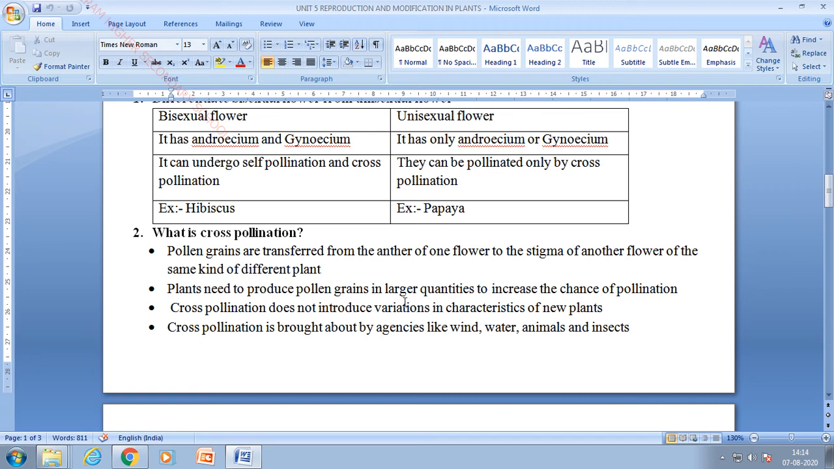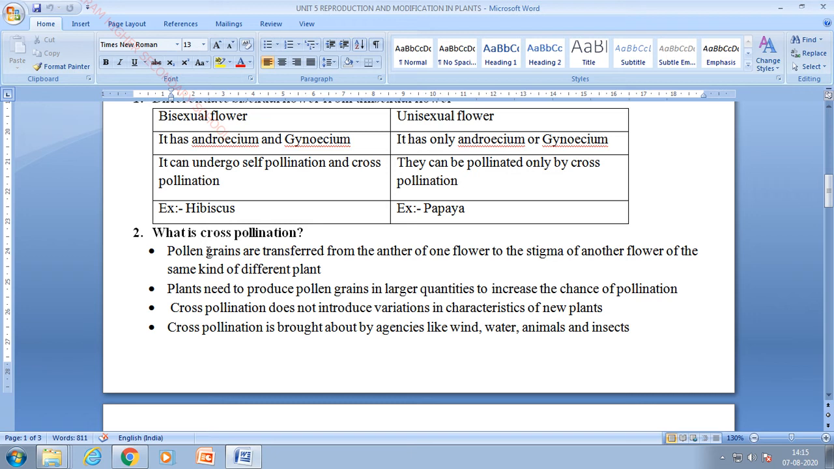So what do you mean by variations? That exhibit a difference in the progeny. So the next generation will be somewhat different from the parent, but cross pollination does not involve much variation in the characteristics of new plants. And cross pollination is brought about by agencies like wind, water, animals and insects. These are the agents for pollination.